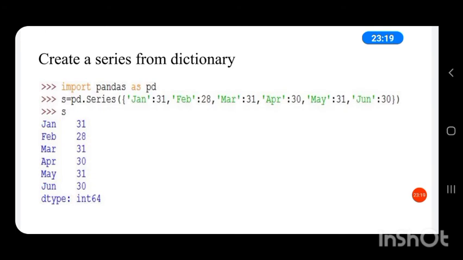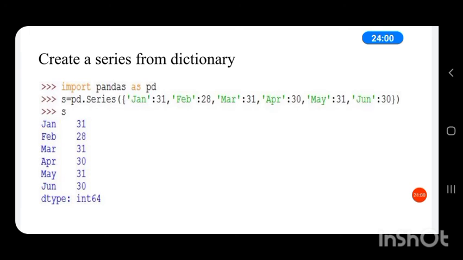In a dictionary, each key will be taken as the index and its corresponding value will be taken as the data. You can see in this dictionary, Jan colon 31 is the first key-value pair, then Feb is the key and its corresponding value is 28, March is the key and its corresponding value is 31, April is the key and its corresponding value is 30, May is the key and its corresponding value is 31, June is the key and its corresponding value is 30.